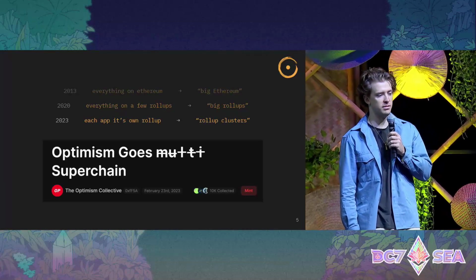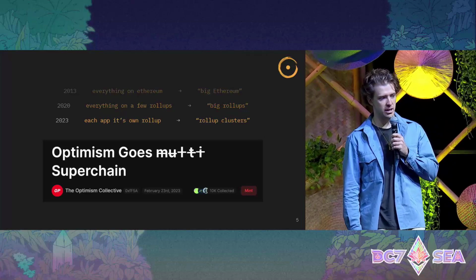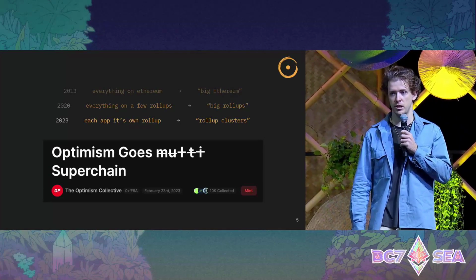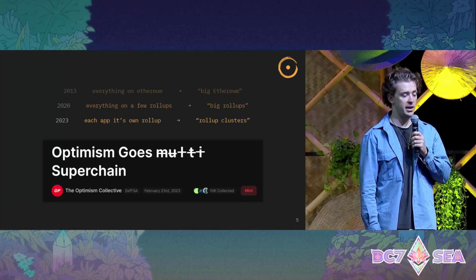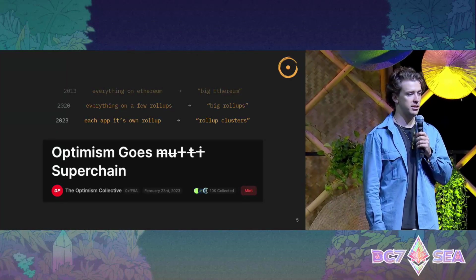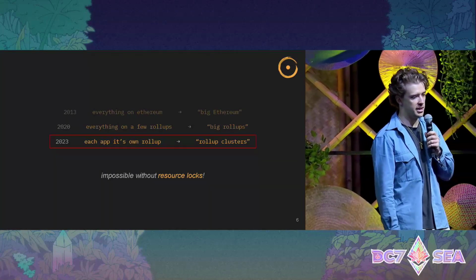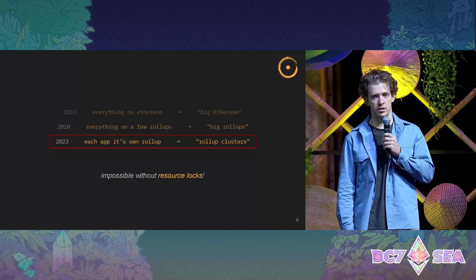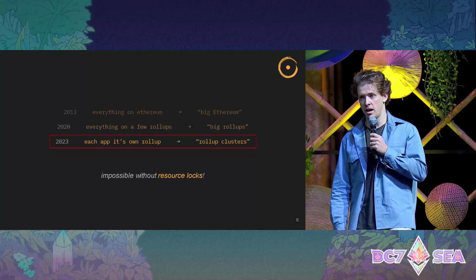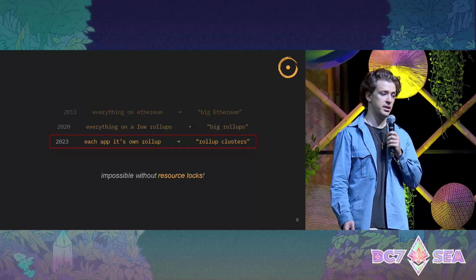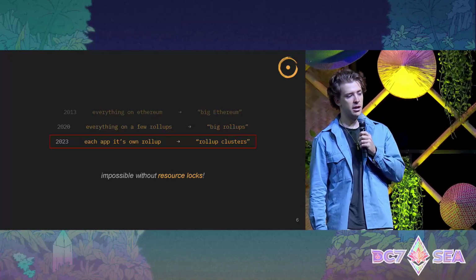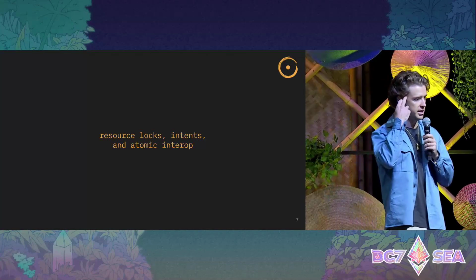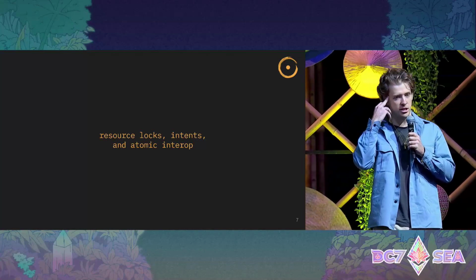have clusters of rollups. Now, my claim is that this is fundamentally broken for all the reasons that people experience with fragmentation, and there's a particular solution that's needed to be able to enact it. And that solution is called resource locks. So resource locks is really the thing that One Balance was founded to explore and propagate. And our goal is to really bring this as a fundamental component to the entire Ethereum stack. So let's go into resource locks. Let's talk about intents, and let's talk about how it helps achieve atomic interop.